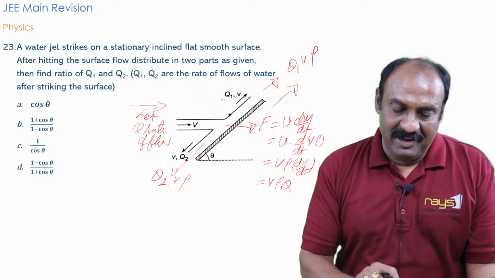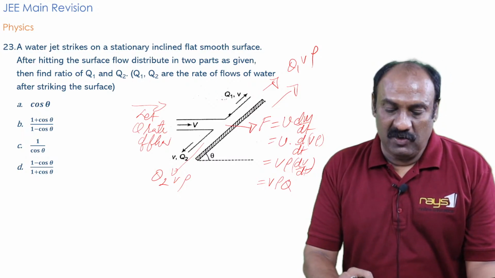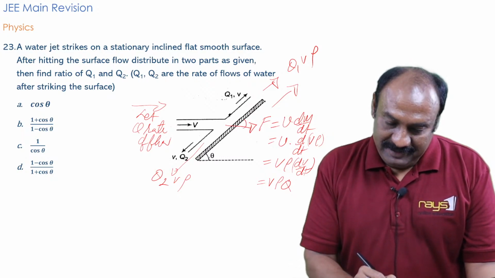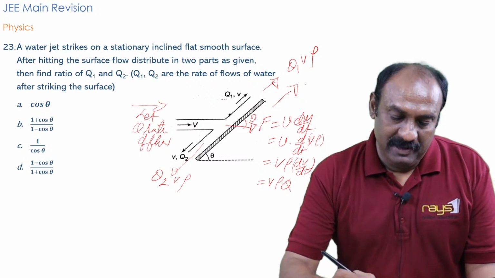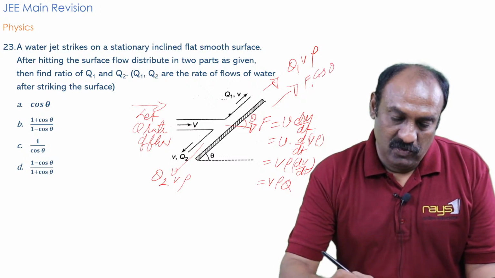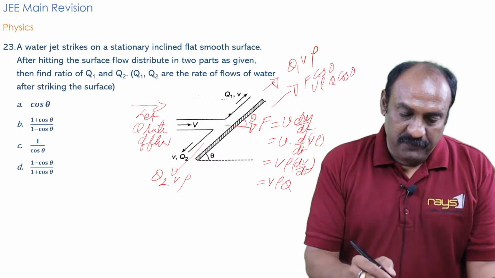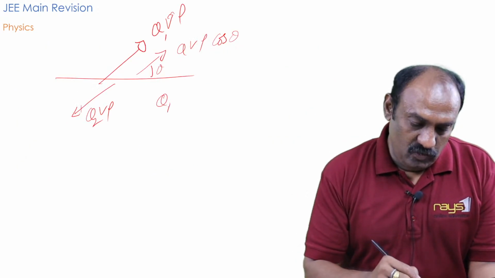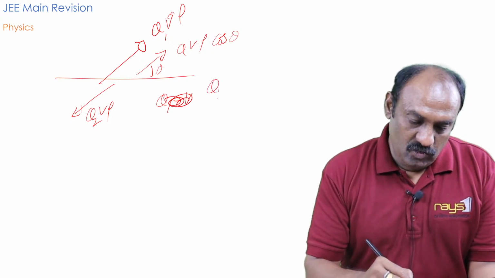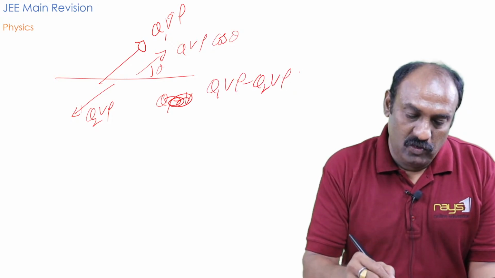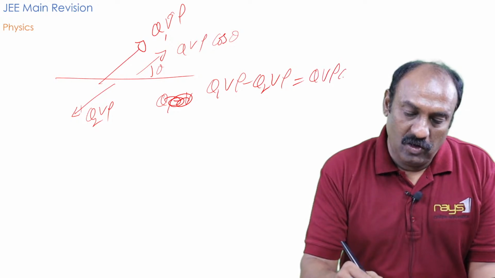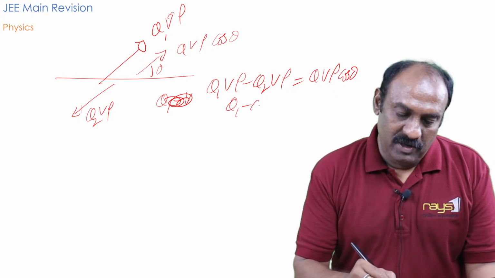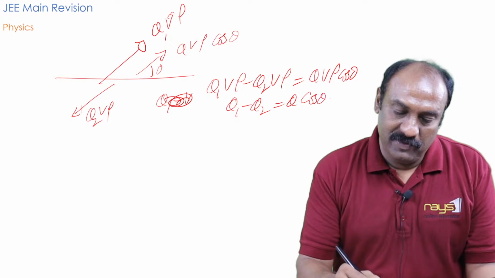So actually it strikes along this direction with force V rho Q, and the component of this force along the inclined plane, suppose the angle is theta, this one is also theta, so the component is F cos theta. That is equal to V rho Q cos theta. So the difference of these two forces will be equal to V rho Q cos theta. Therefore Q1 V rho minus Q2 V rho is equal to Q V rho cos theta. From this, V rho gets cancelled. Q1 minus Q2 equals Q cos theta, equation 1.